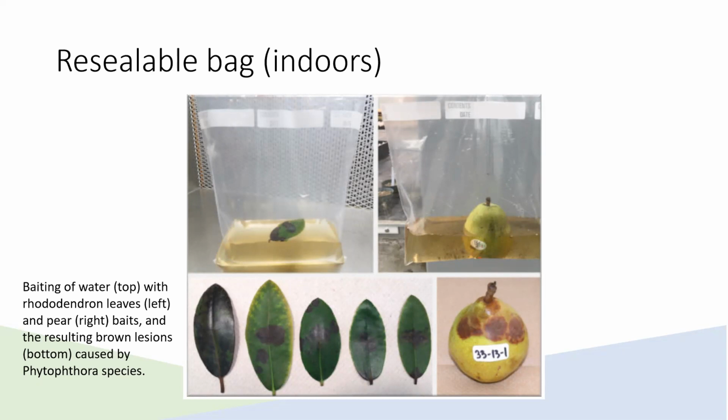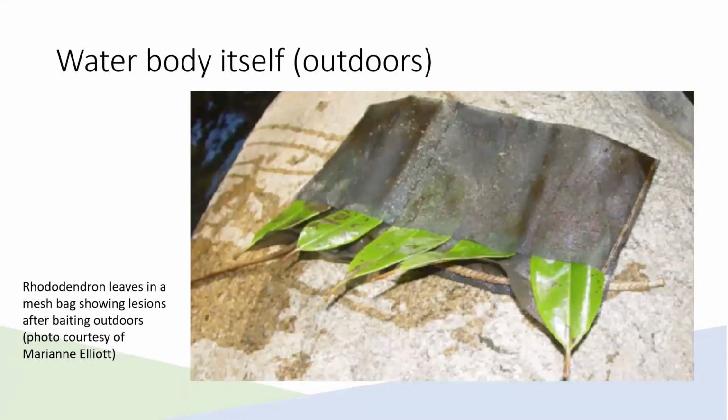After several days of incubation, if the leaf or the fruit has a lesion, that is the pathogen that swam, touched the bait, and started to infect it. After that, we can do isolation. We can isolate from the leaf or the fruit to grow the pathogen and make sure that the pathogen is right.